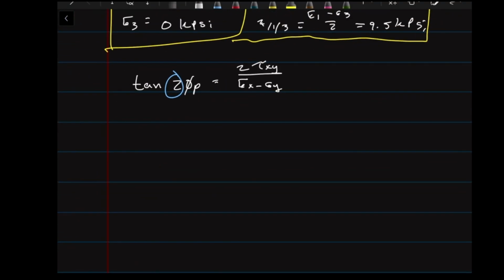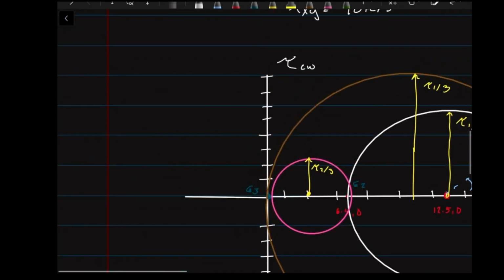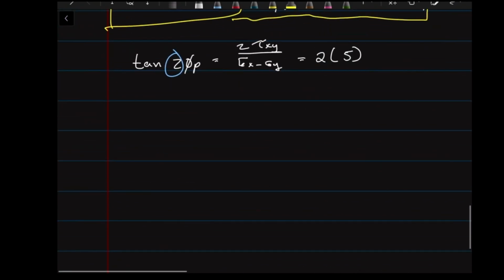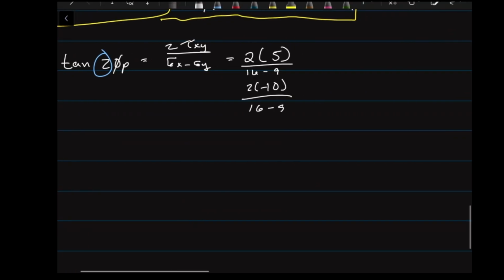Let's do it. We're here. Let's calculate phi. All right, so we have 2 tau. 2 times 5 because we had a positive 5, right? Remember, it gave us positive 5 counterclockwise, so we're going to keep it positive. But remember, if you had the negative value, it would be 2 times negative 10. And we're going to divide it by sigma x minus sigma y, 16 minus 9. Let's do both. We're going to do both equations so you can really understand what I'm trying to point out. So let's calculate this.